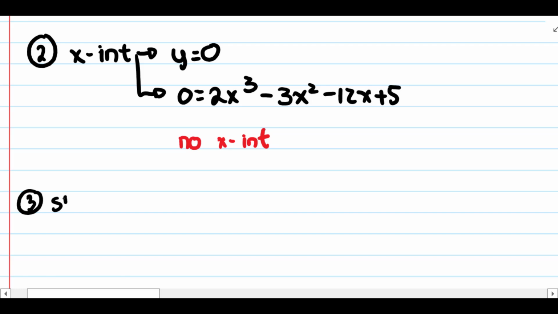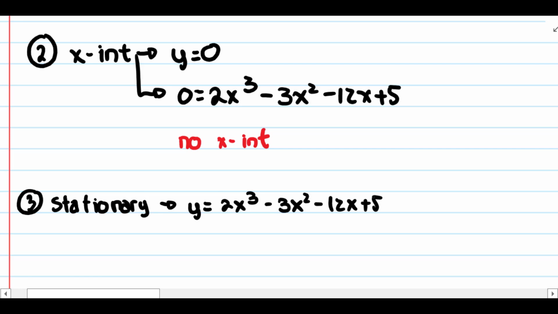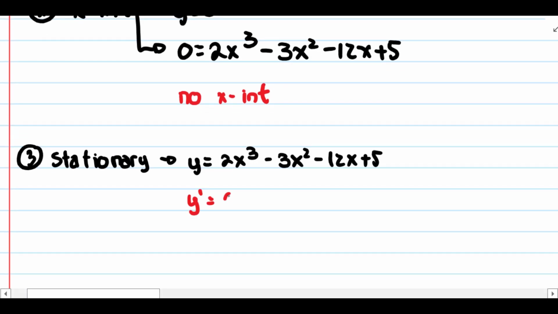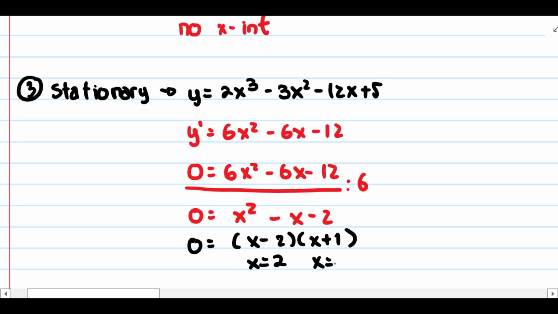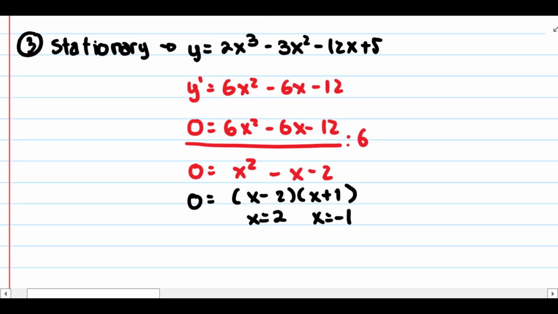So for number 3, I have to find the stationary point. Stationary point, that means y equals 2x to the power of 3 minus 3x squared minus 12x plus 5. We have to differentiate it into y accent equals 6x squared minus 6x minus 12, and then make it into 0. And then divide it by 6 to make it simpler. Okay, and then factorize. 0 equals x minus 2 and then x plus 1. So you have x equals 2 and also x equals negative 1 as the abscissa.